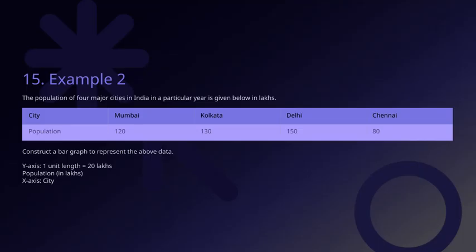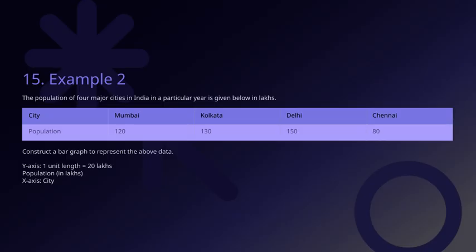Now, let's take a closer look at this table showing the populations of 4 major Indian cities: Mumbai, Kolkata, Delhi, and Chennai. The figures are given in lakhs, which is a common way to measure population in India. Notice that Delhi has the highest population here, with 150 lakhs, followed by Kolkata with 130 lakhs, Mumbai with 120 lakhs, and Chennai with 80 lakhs.